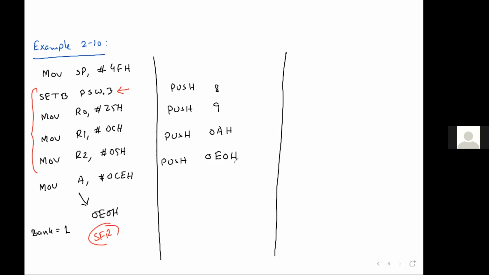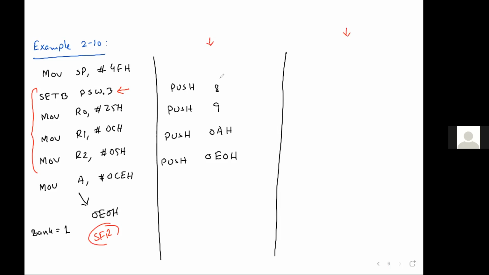So is it okay now? Understood? Yes, sir. Any question? All right. Now the next question comes. This was the first portion of our problem. Now the second portion of our problem is to specify the address of the stack and the contents within the stack.